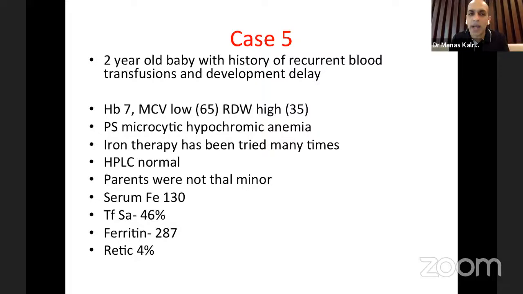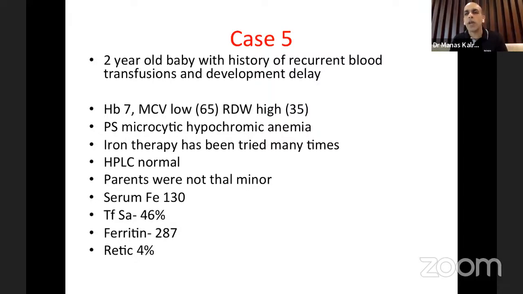And when we evaluated, the parameters were not fitting into iron deficiency. The serum iron was high. The transferrin saturation was high. The ferritin was high. And HPLC of the parents was normal. They were not thalassemia minor. The child had been given iron many times. So this is not iron deficiency.